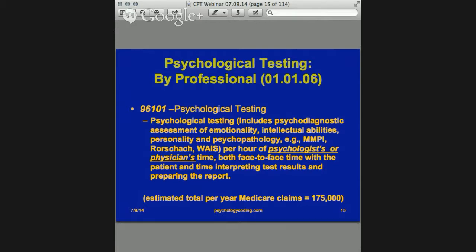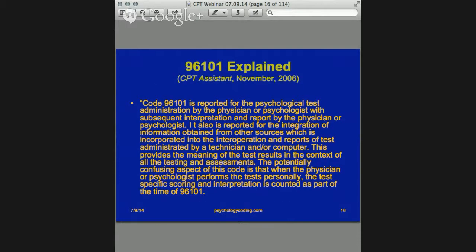With that in mind, I want to emphasize the following. It's per hour of psychologist or physician's time, both face-to-face with the patient and time interpreting test results and preparing the report. The numbers that I'm giving you are a little bit outdated, about a year or so, but the last time that I looked at this, there were 175,000 claims for this particular code. Now, as you see in this slide, 101 is reported by the physician or psychologist with subsequent interpretation and report. It is also reported for the integration of information obtained from other sources, which is incorporated into the actual report.